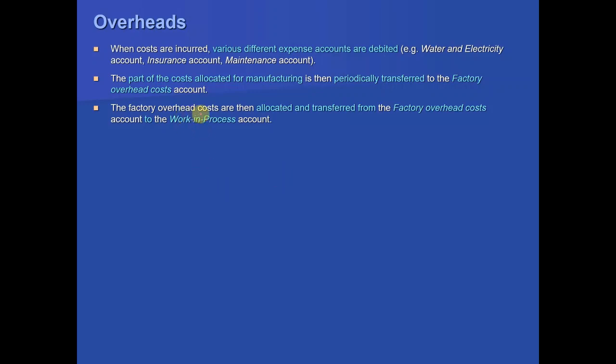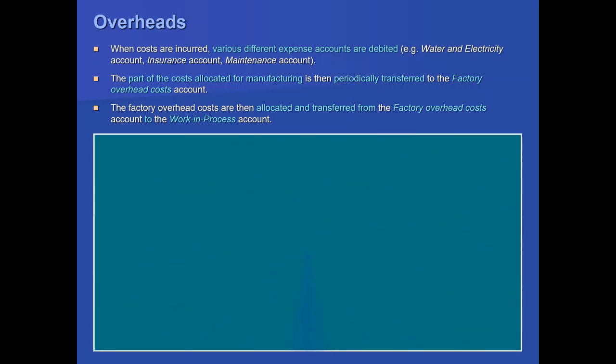The factory overhead costs are then allocated and transferred from the factory overhead cost account to the work in process account. So it's from the cost account to our asset account, work in process, as we've seen in a previous slide. The following chart shows how water and electricity is allocated and recorded in the general ledger.